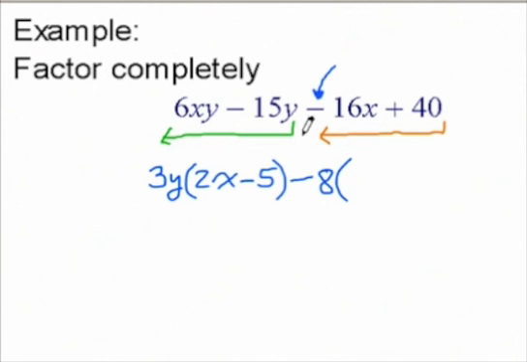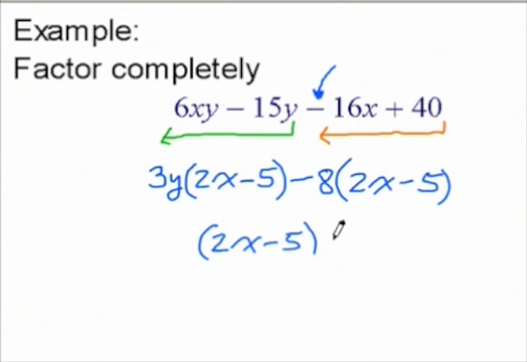So negative 16x divided by a negative 8 is a positive 2x. And a positive 40 divided by a negative 8 is going to be a negative 5. We know this method works because out of these 2 terms that are left, they have a common factor of 2x minus 5. So we're going to pull out the 2x minus 5, and what's left behind is going to be this 3y, and very important, that sign there is going to be 3y minus 8.